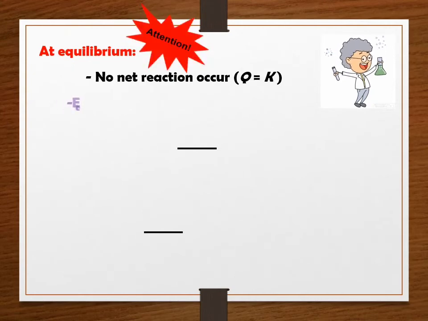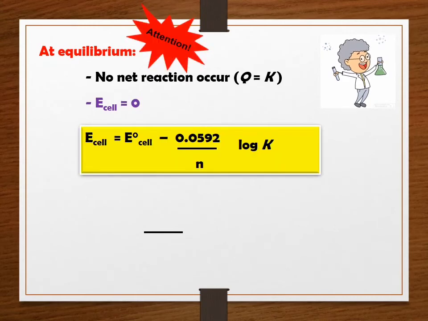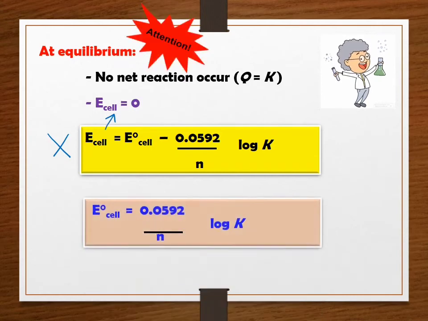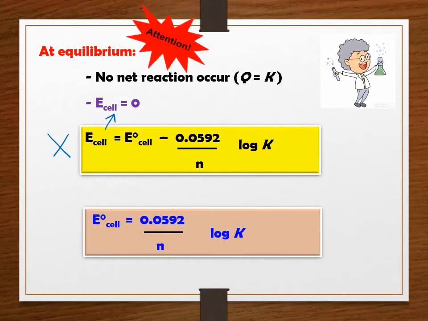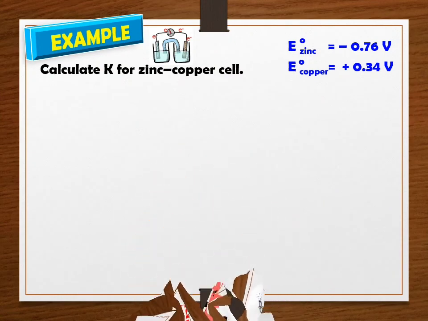Okay, so E cell will equal to 0. E cell means yang tadilah, cell potential. Okay, so kita tak akan guna formula ni, kan? Sebab apa? Sebab E cell will equal to 0. So we are going to modify this equation. This formula becomes this formula. So kalau soalan itu melibatkan at equilibrium, you are going to use this formula. Okay, directly use that formula.